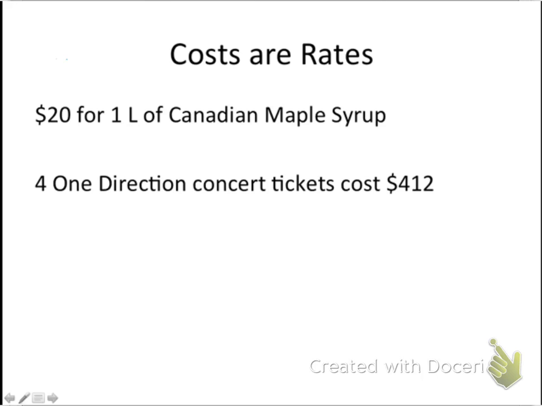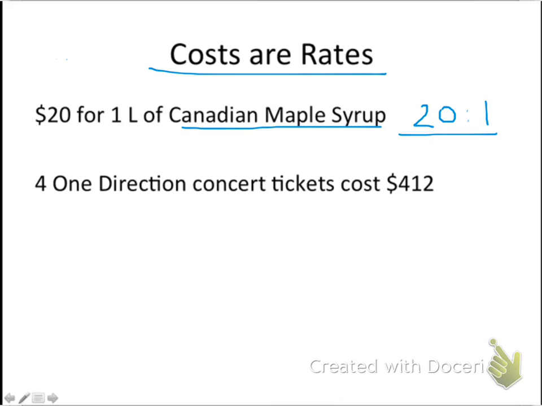Before we get started, I want to remind you that costs, so how much something costs, is a rate. For example, $20 for 1 liter of Canadian maple syrup, like my family sells. You can write that as a ratio or a rate, as 20 to 1. Be sure to write this down on your page.